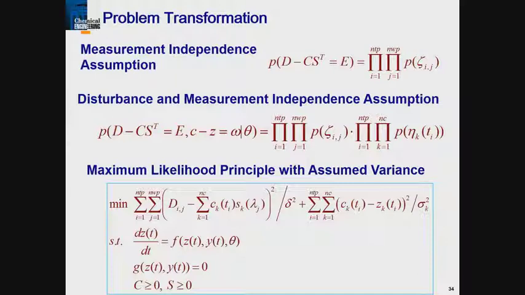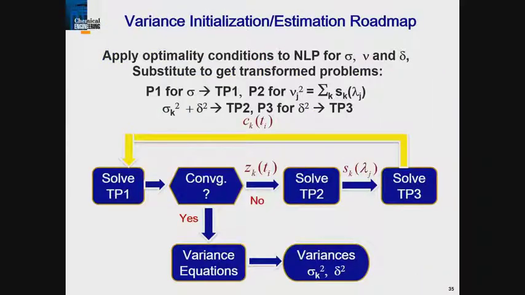So that's the problem we want to solve. But we don't know what delta and sigma are. So we have to do something, basically expand this problem to include delta and sigma as part of the maximum likelihood. So what we do is we start by doing it this way. We have an initialization estimation roadmap where we apply the optimality conditions for the maximum likelihood problem to include sigma, delta, and another term here, which is basically for the variance for the absorbance matrix.